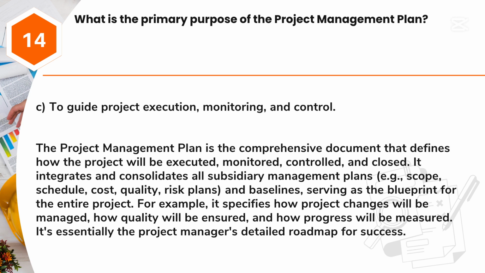Answer: C. To guide project execution, monitoring, and control. The project management plan is the comprehensive document that defines how the project will be executed, monitored, controlled, and closed. It integrates and consolidates all subsidiary management plans, e.g., scope, schedule, cost, quality, risk plans, and baselines, serving as the blueprint for the entire project. For example, it specifies how project changes will be managed, how quality will be ensured, and how progress will be measured. It's essentially the project manager's detailed roadmap for success.